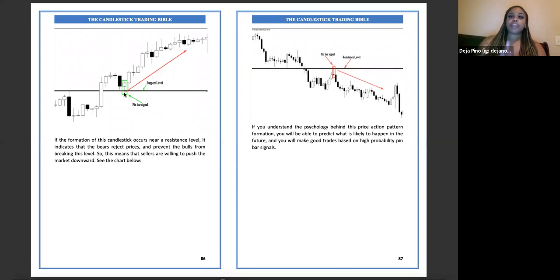Break and retest. It says, if you understand the psychology behind this price action pattern formation, you will be able to predict what is likely to happen in the future, and you will make good trades based on high probability pin bar signals. Okay.